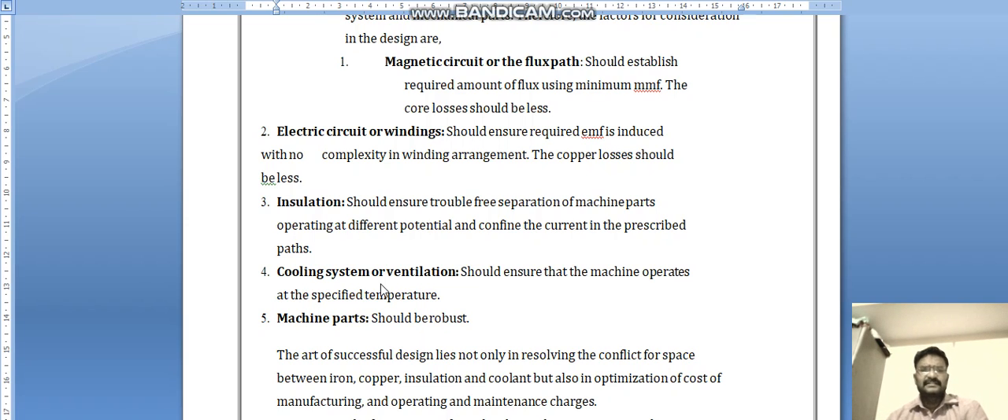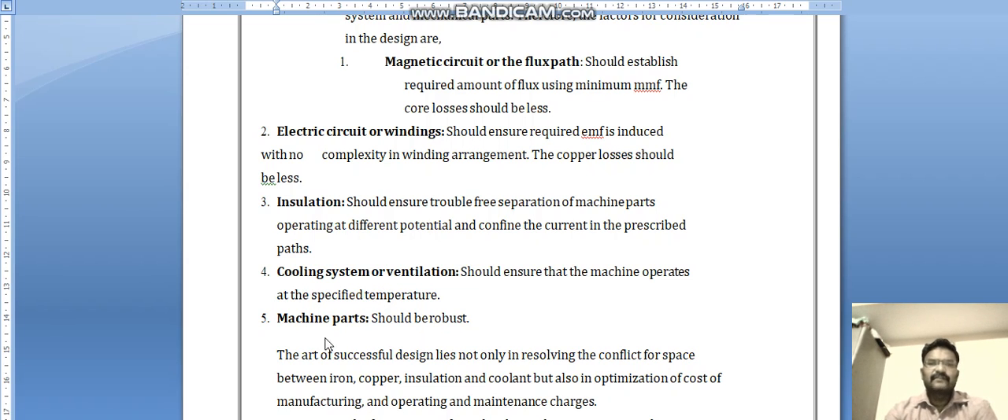Machine parts have to be robust, and should have a long life. Machine parts should be chosen like that.